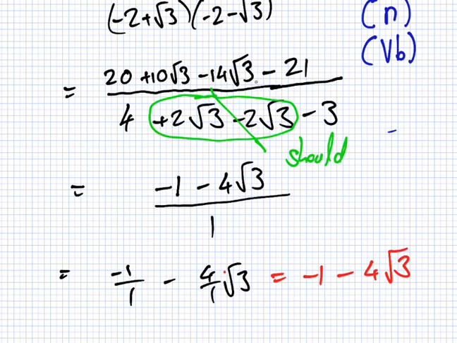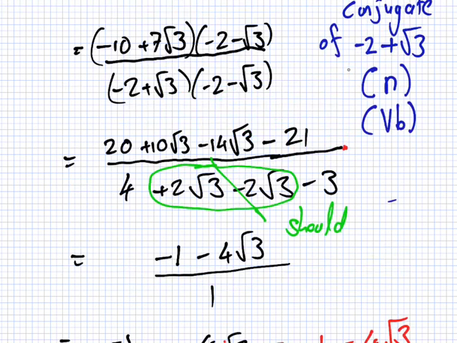Here to here? This one? How I got it? Like how did I get this step? I multiplied the top. This one, the green one. Oh, they cancel because this is positive 2 root 3 and this is negative 2 root 3. So together they make 0. Right.